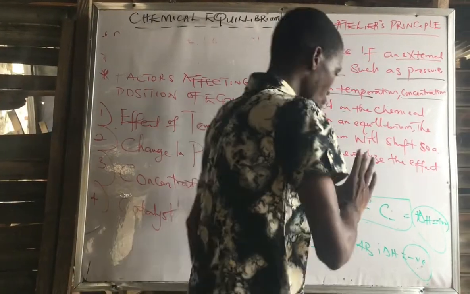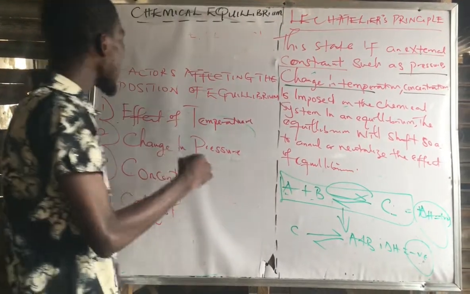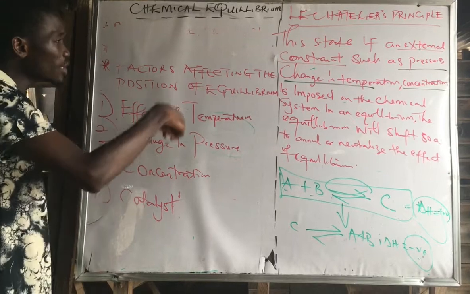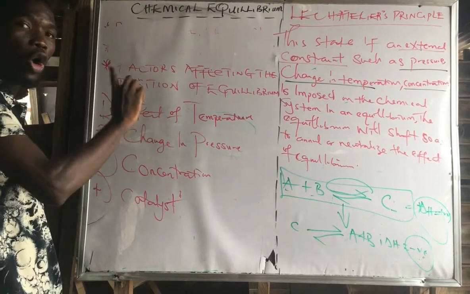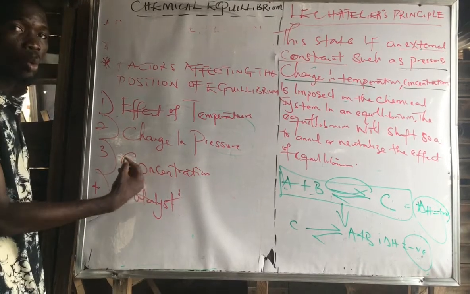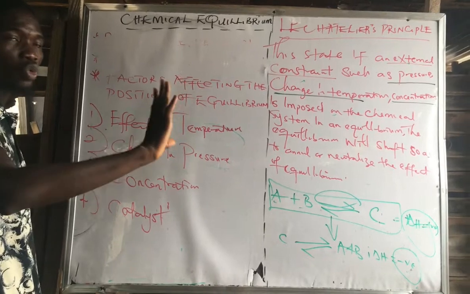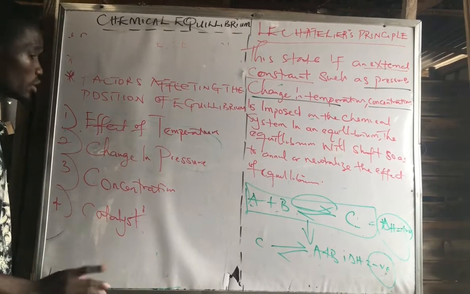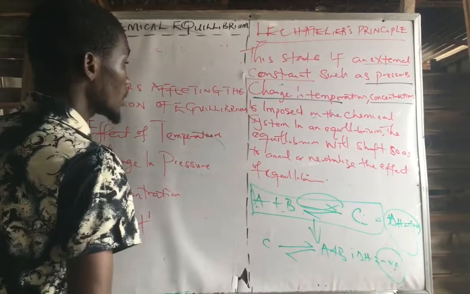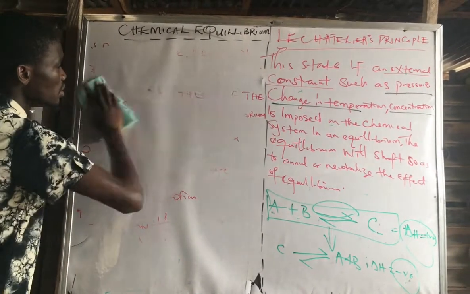So now we have understood the concept of Le Chatelier's principle. Now let's pick the factors that affect the position of equilibrium one after the other. Then after this, we'll move to what we call the equilibrium constant before we cite the 10 questions for those preparing for JAMB.